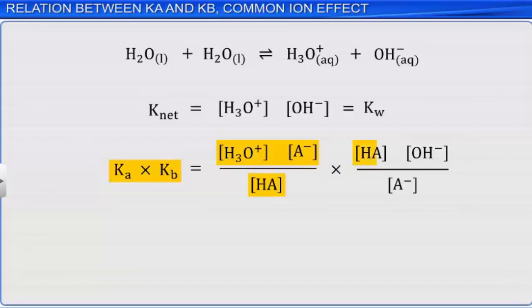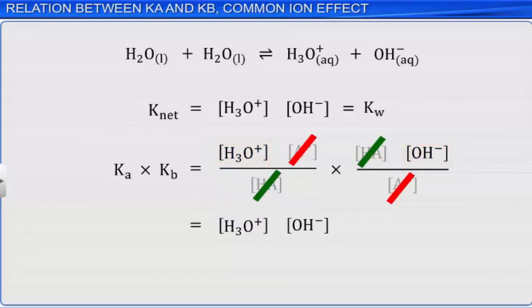On cancelling the common terms, you get the product of concentration of H3O plus and OH minus. This, as you know, is equal to Kw, the ionic product of water. Hence, it can be concluded that the product of Ka and Kb is equal to the ionic product of water.